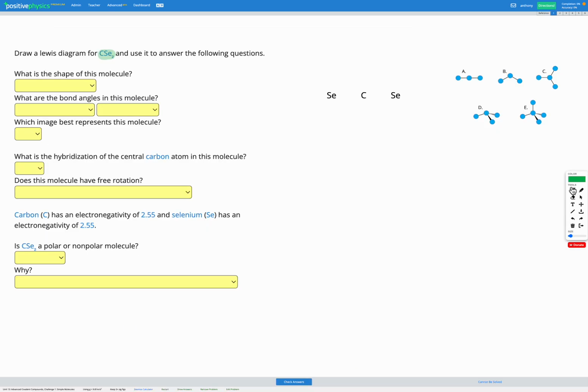So going back to our question, we have carbon, which has 4 valence electrons. We have selenium, which has 6 valence electrons. And in our compound, we have CSe2. So we've got 1 carbon plus 2 seleniums. That's 1 times 4 valence electrons plus 2 times 6 valence electrons, which is a total of 16 valence electrons.